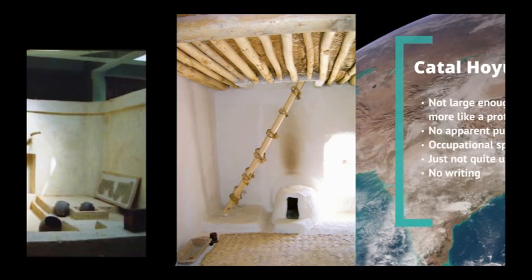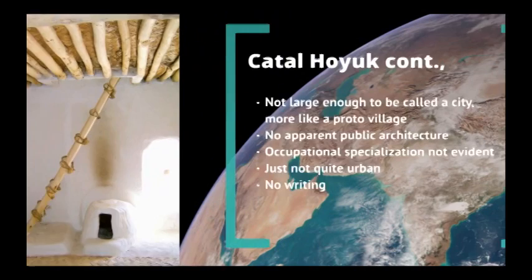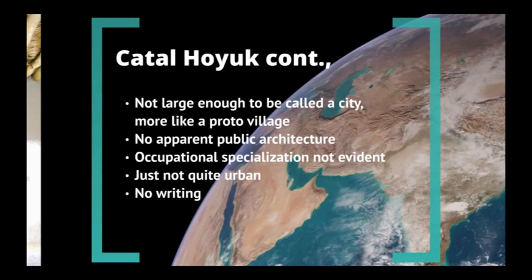So, Catalhoyuk is not large enough to be called a city. It's more like a proto-village. There's no apparent public architecture, and there's no apparent specialization of occupation. Right? So we don't have something that is quite urban at the moment. And there's certainly no evidence for writing. It's a few thousand years until we can get to writing.